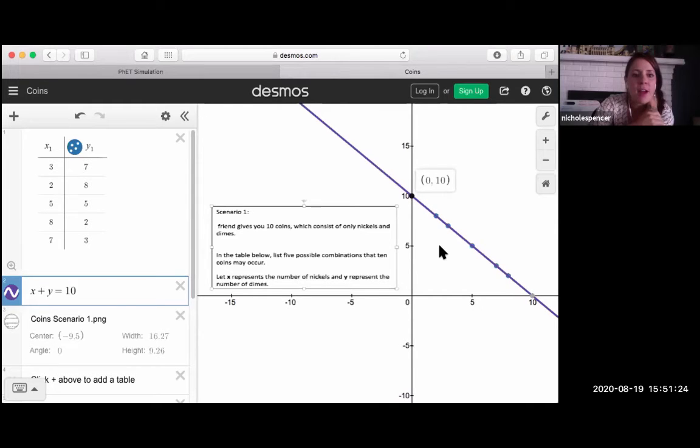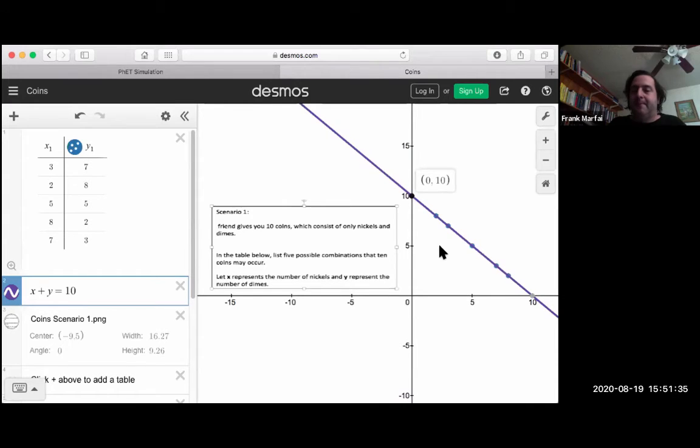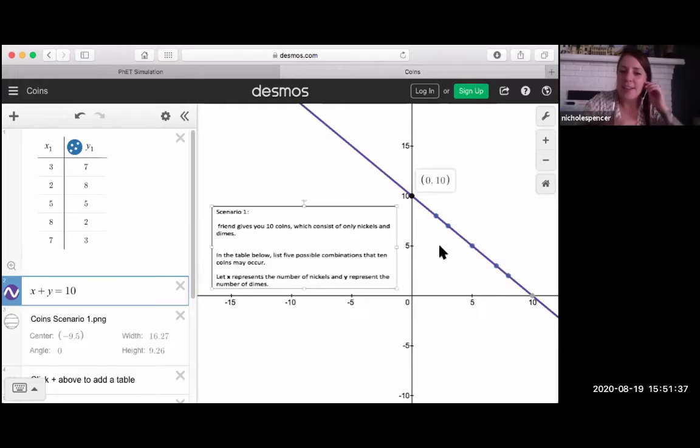Well, you identified dimes as your Y variable. So that would mean you have 10 dimes, which isn't possible because you said you have a combination of nickels and dimes. Yeah, I thought that it had turned gray because it knew your scenario. I thought Desmos knew your scenario and knew that those dots right there wouldn't work. That's why I was like, oh, that's so cool. How do they know that?